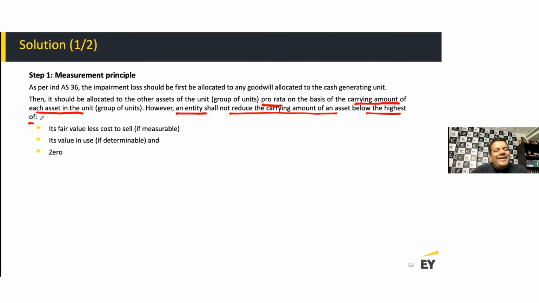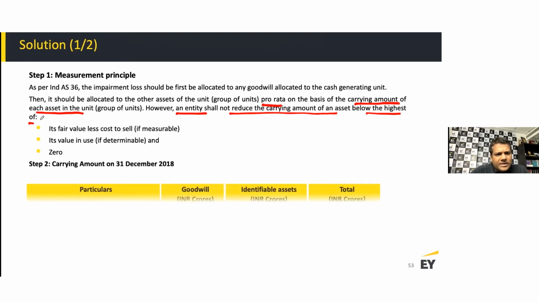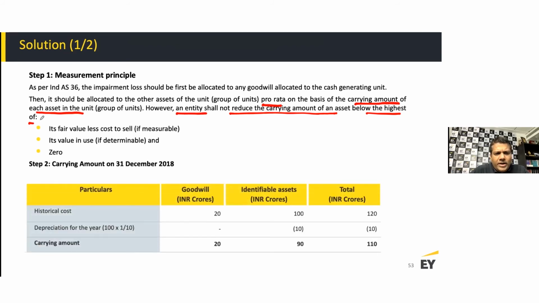And why is this? Let's say there is a receivable as part of that asset group, and you allocate the loss to the receivable, and the next day you realize this receivable, then there will suddenly be a gain in the P&L. So the idea is that the allocation shouldn't go below their fair value, as the higher of. So carrying amount on 31st of December 2018: I have historical cost goodwill of 20, my identifiable asset is 100. Total is 120. And then I'm going to record depreciation for that year. So it becomes 20, 90, 110.